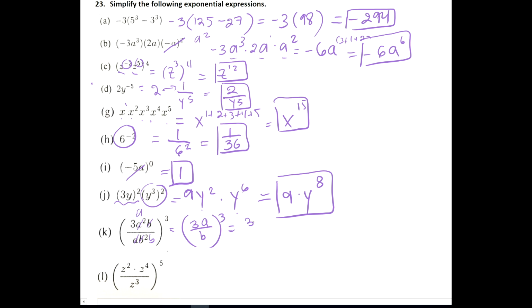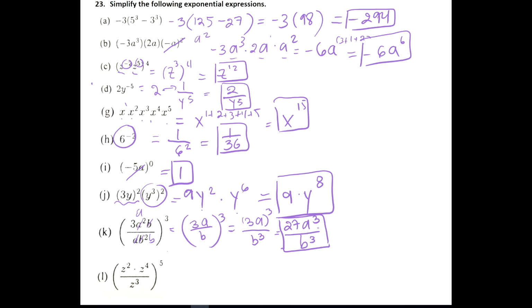So we have 3a cubed over b cubed, and 3 cubed is 27, so we get 27a cubed over b cubed, and that is our final simplified expression. Okay, and then one last one.